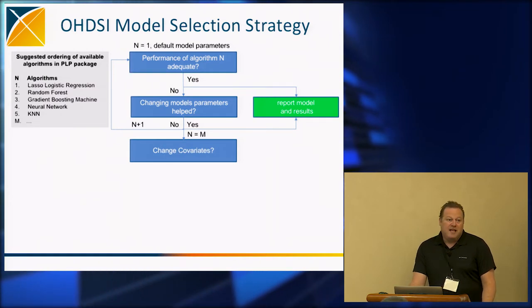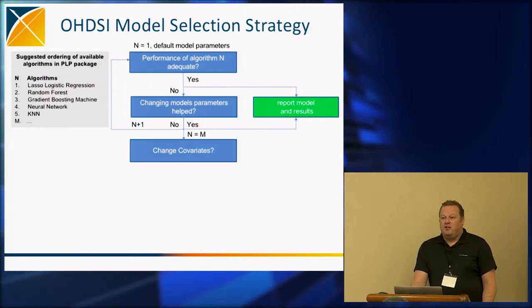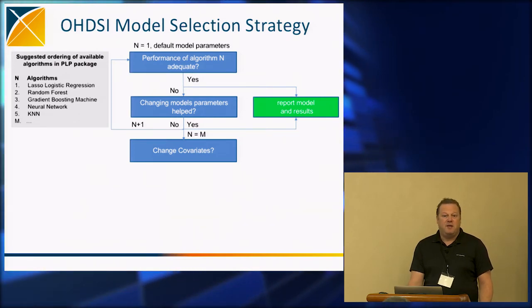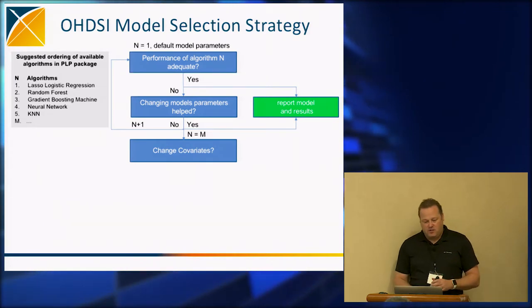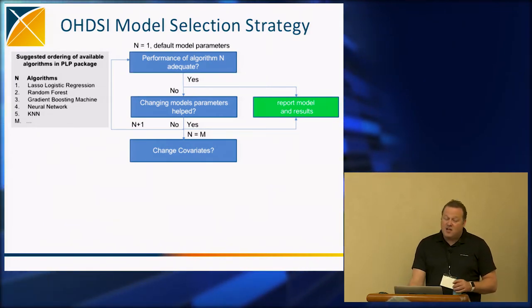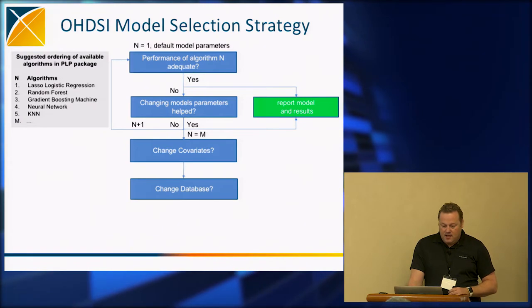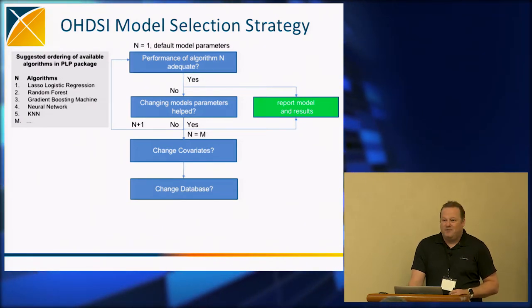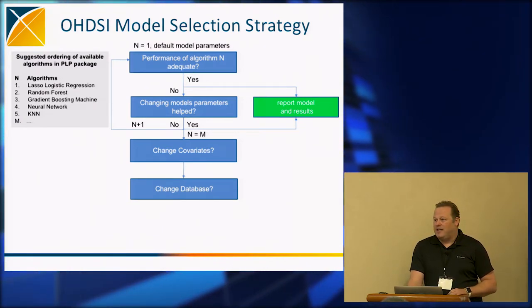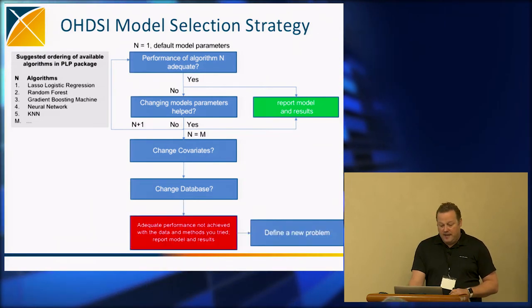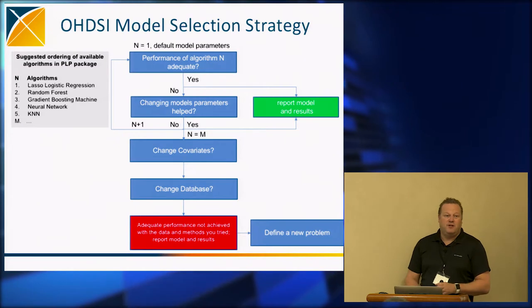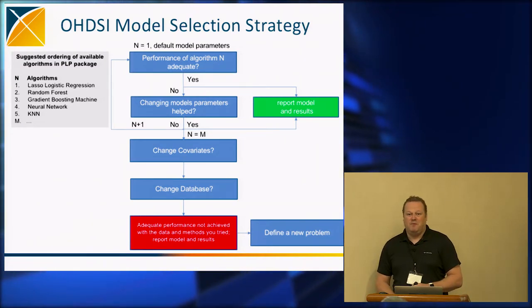The other option, if that still doesn't give you a good answer, is to try to get other covariates in the model and maybe expand your search space by taking other types of covariates. But also, if that doesn't work, then you may not have the right data, so you may want to train it on another database. If that still doesn't help, then you actually have one option, and that is to select another prediction problem.